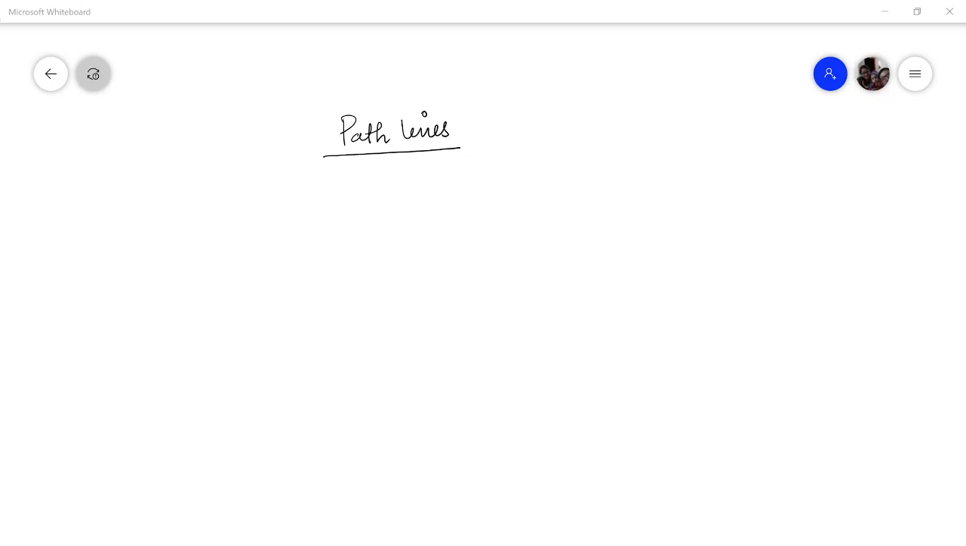This lecture will be a very short lecture in which I will be explaining path lines. What are path lines? In the last lecture you learned about streamlines. Streamlines are the instantaneous lines, whereas path lines are the lines formed by tracing the path of a particular particle. That means a path line is the locus of given identity particles over a period of time.